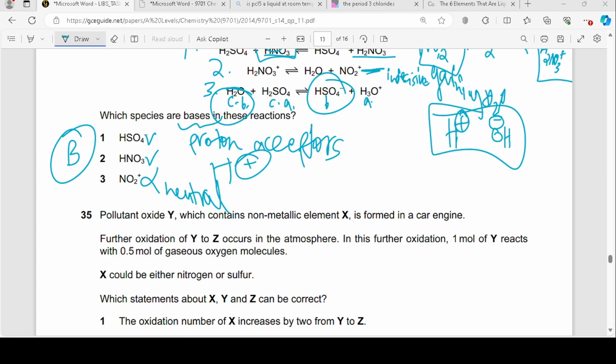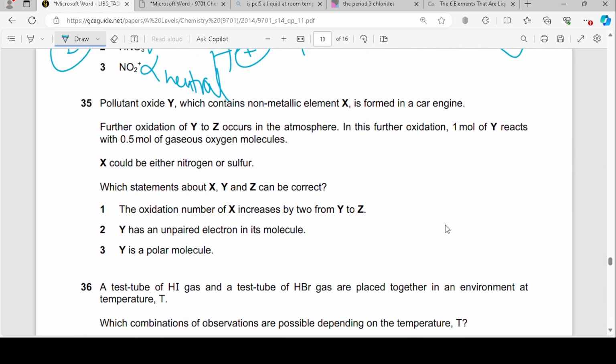Question 35 now. Pollutant oxide Y, which contains non-metallic element X, is formed in a car engine. Further oxidation of Y to Z occurs in the atmosphere. In this further oxidation, 1 mole of Y reacts with 0.5 moles of gaseous oxygen molecules. X could be either nitrogen or sulfur. So which statements about X, Y, and Z can be correct?